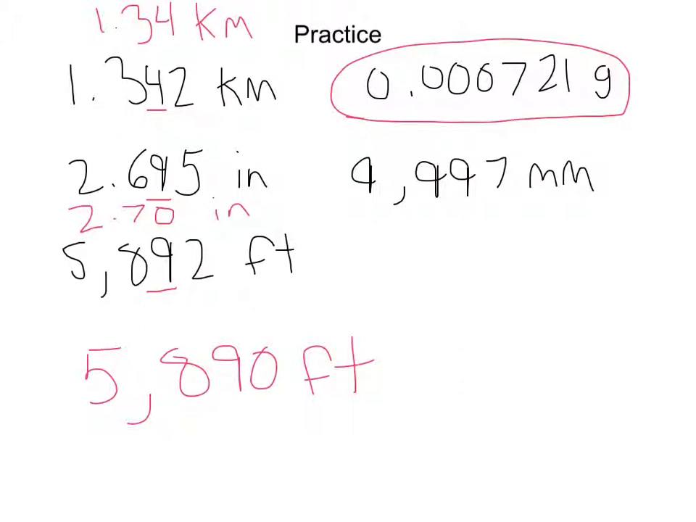Alright, next one. This was actually kind of a tricky one. So if you got it, great job. So our third digit is this 9. The 7 causes the 9 to round up. When the 9 rounds up, this next 9 has to round up, which makes this next 9 have to round up as well. So we're going to end up with 10,000 millimeters.